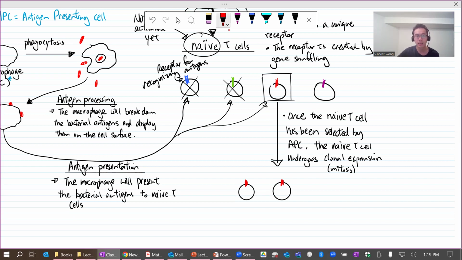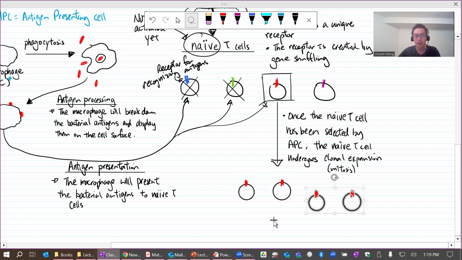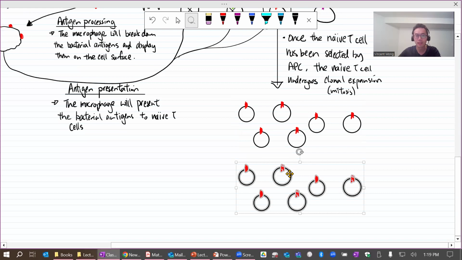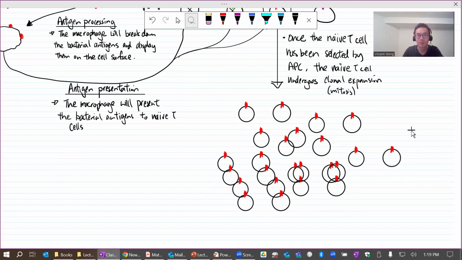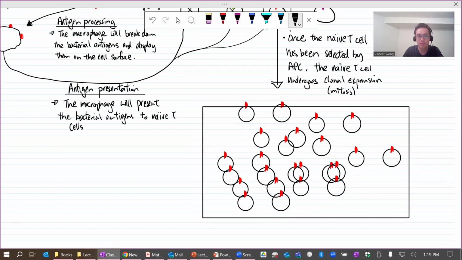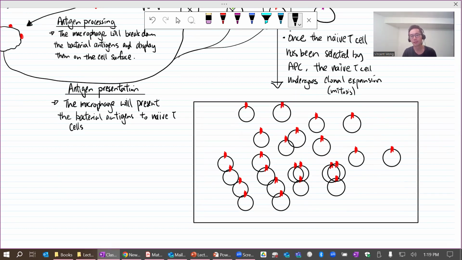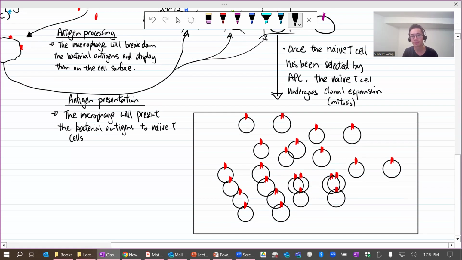I don't need to make any other ones. They're not helpful in this situation. I only need the ones with the red receptors. So we're going to clone all of these guys, and we end up having a little army of them. You get the point. We end up having a population of these naive T cells.